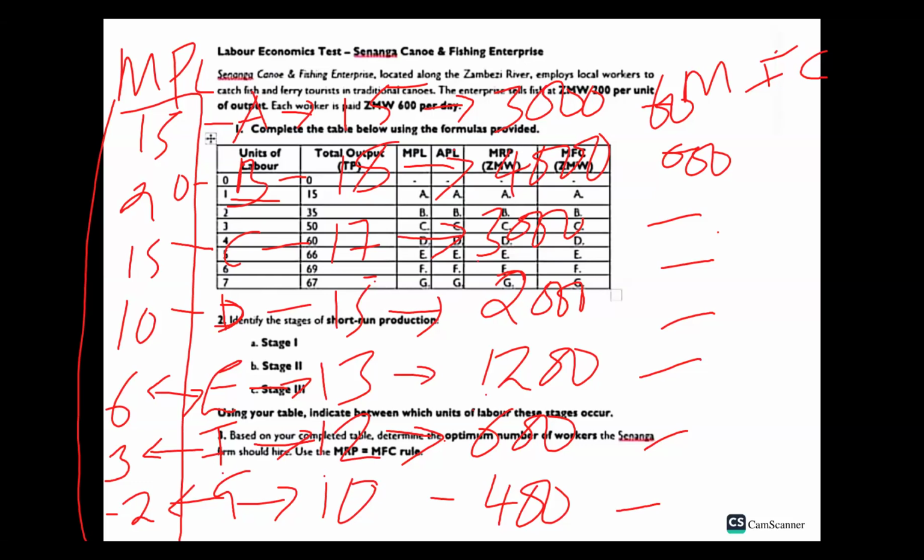Can you repeat that one again? Meaning this one, there's no calculation. Yes, the marginal factor cost is constant. It's 600. It's constant. It will be just 600 throughout. You got it? Yes, sir.